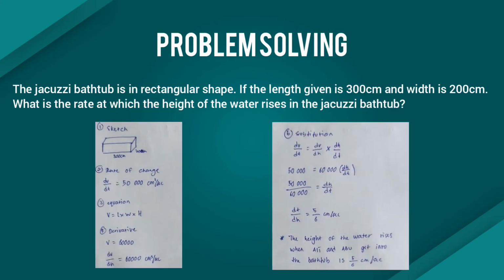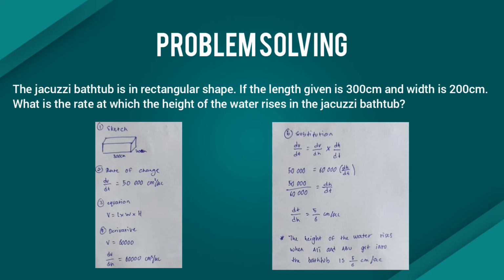The first step we need to do is to sketch the rectangle. The second step is to identify the rate of change, which is dV over dt equal to 50,000 cm cubed per second. The third step is the equation, which is V equals length times width times height. The fourth step is the derivative: dV over dH equals 60,000 cm squared.